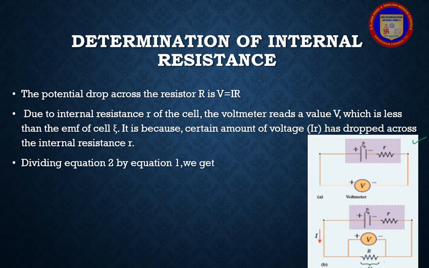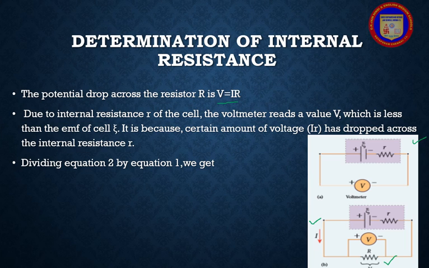Now, external resistance R is included in the circuit and the current I is passed through the circuit. The potential difference across R is equal to the potential difference across the cell, V. So, the potential drop across the resistance R is V equals IR. This is named the first equation.